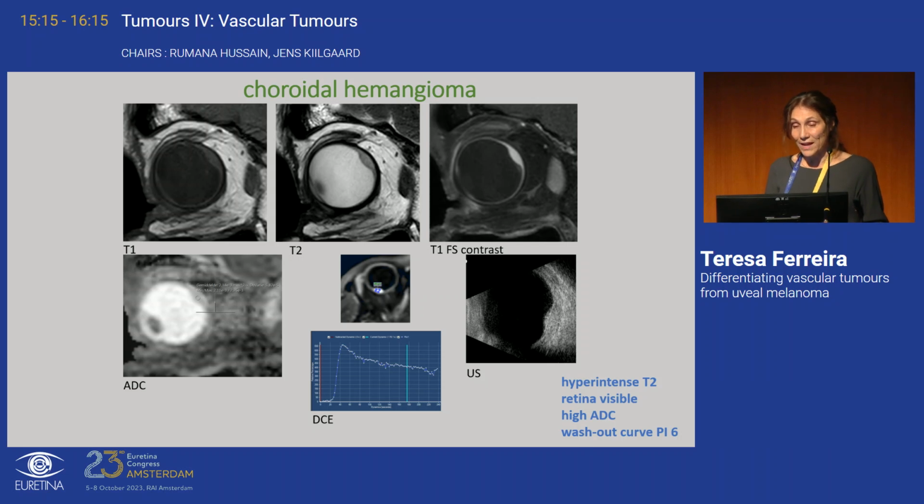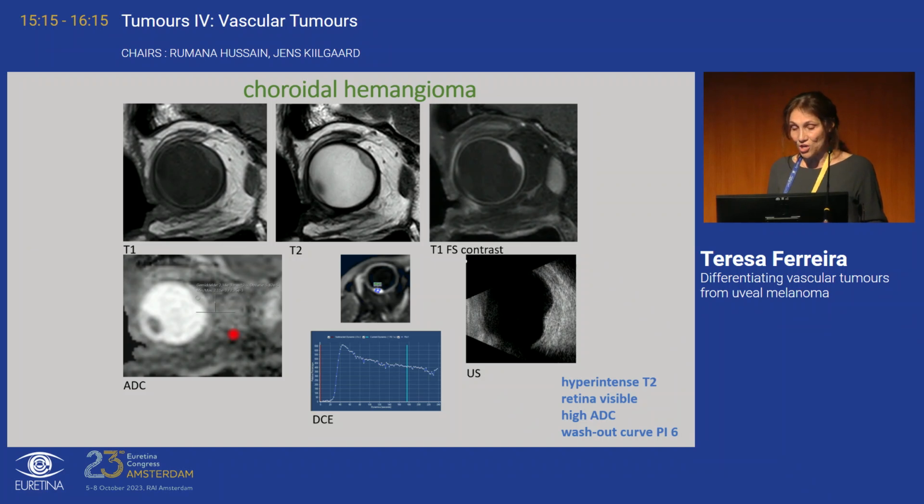On T2, they are very hyperintense, so hyperintense that above the lesion we see a hypointense line that I think corresponds to the normal retina. On ADC, they have a very high ADC. You see here an ADC of 2.1. The mean ADC of uveal melanomas is 1.1, so this is very high, pointing to the benign etiology of the lesion.